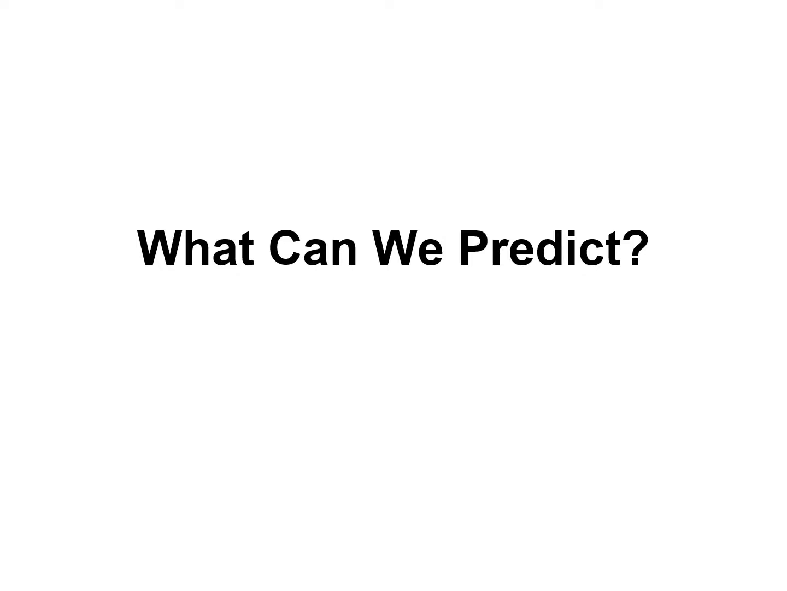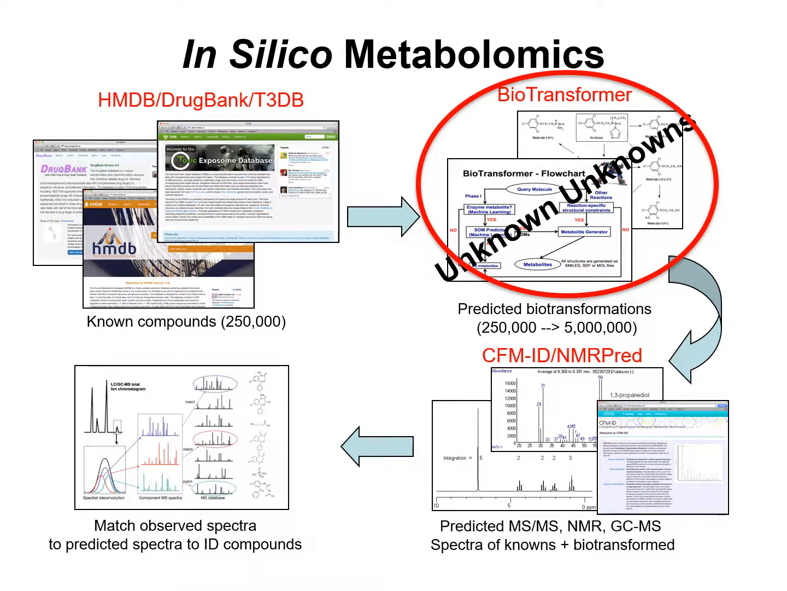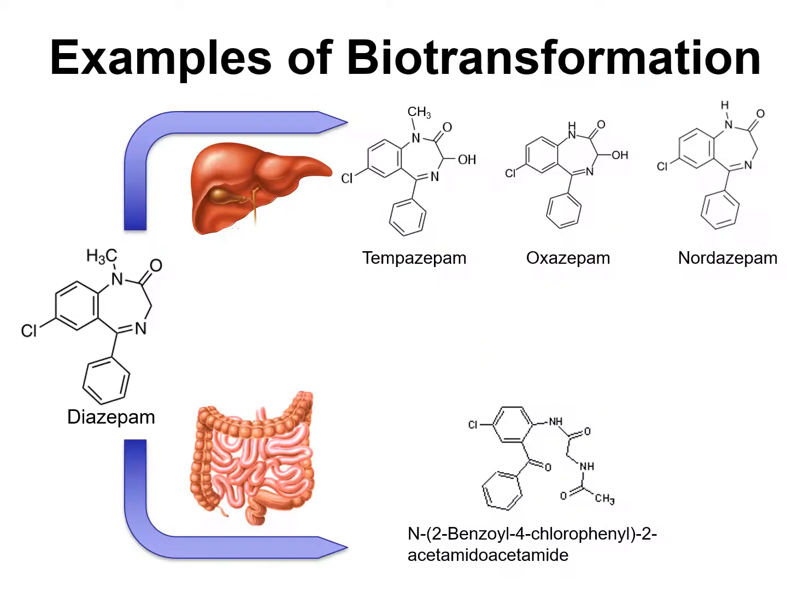So the question is, what can we predict? And so this goes back to this question or this diagram that I was illustrating where we had, say, 250,000 known compounds. Now we have to predict how those compounds are going to be metabolized in our liver, in our intestine, in the environment, or just through processes that we call promiscuous enzymology. And this is where I'll dive into a little bit more about the details of how you do this.